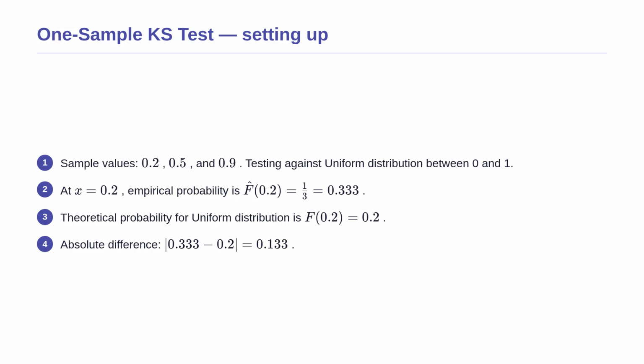Let us see this with a concrete example of a one-sample test. We have a small sample of three numbers, 0.2, 0.5 and 0.9. We want to test if these come from a standard uniform distribution between 0 and 1. First, our data is already sorted. At our first point, 0.2, exactly 1/3 of our data is accounted for. So our empirical value is 0.333. For a standard uniform distribution, the theoretical probability is simply the value itself, which is 0.2. The absolute difference here is 0.133.